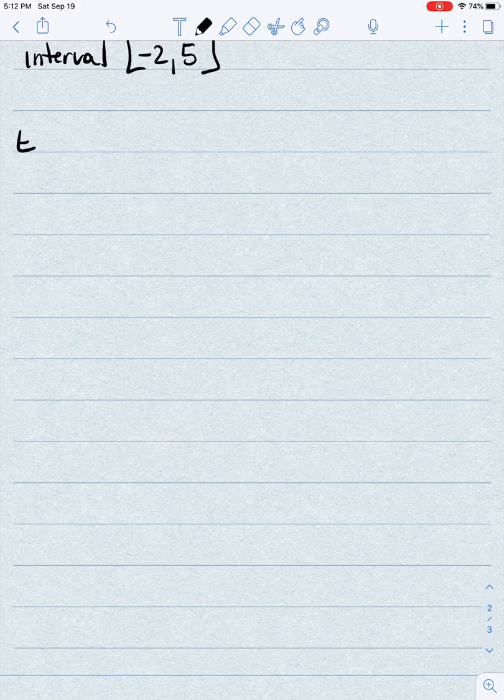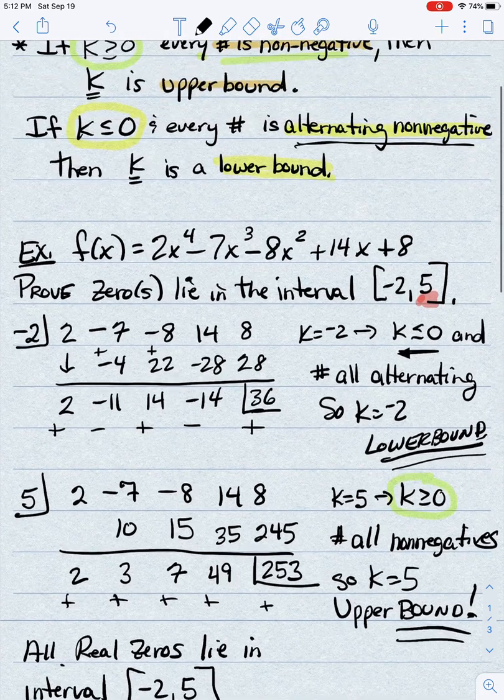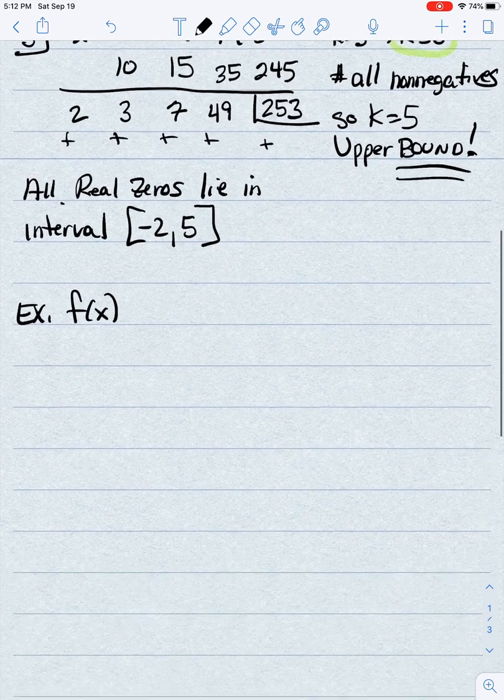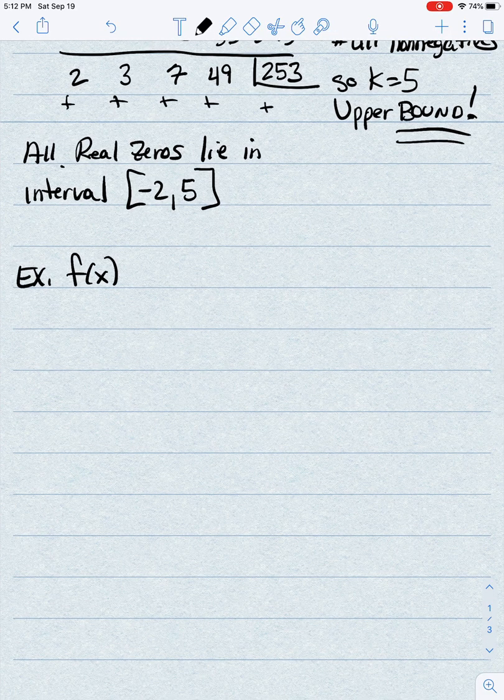Okay, let's start with another polynomial. Let's suppose this time we have f of x equals... I don't know if I want to change or keep the same. We had a nice one here. I'll tell you what, let's just keep this same polynomial. So I'll just copy it back here so it's closer to what we want to do now. 2x to the fourth minus 7x cubed, minus 8x squared, plus 14x plus 8.